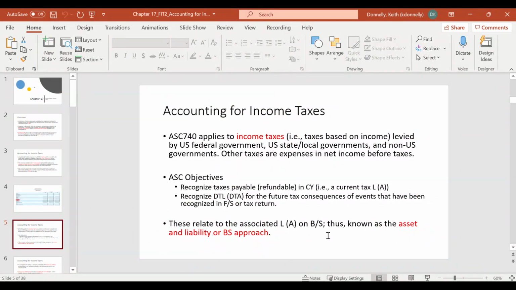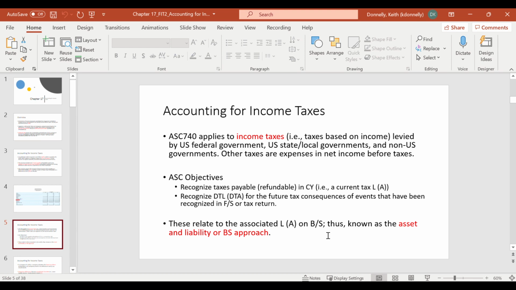So ASC 740, right, we said those are the rules by FASB. It's the provision that guides us on how to do this. Basically it applies to income taxes levied by the federal government, U.S. state and local governments, and other governments. So basically all we care about here is anywhere you have a tax that's based on income, that's going to come into play when we calculate your income tax expense.